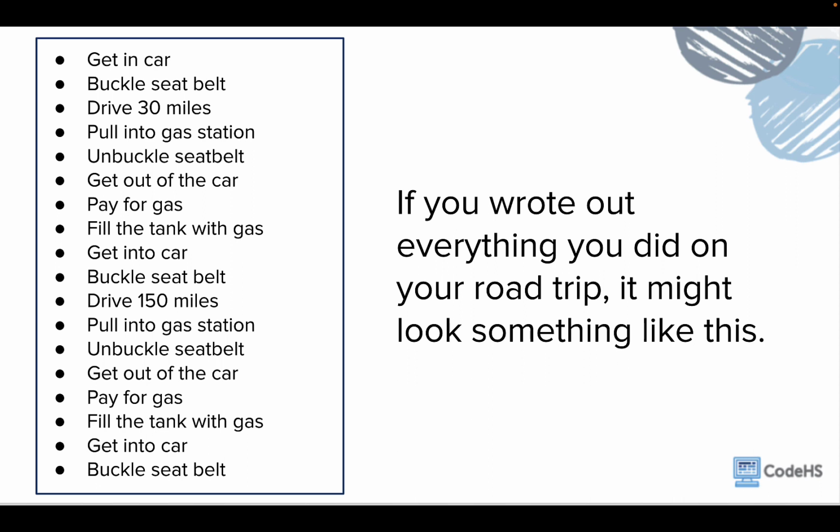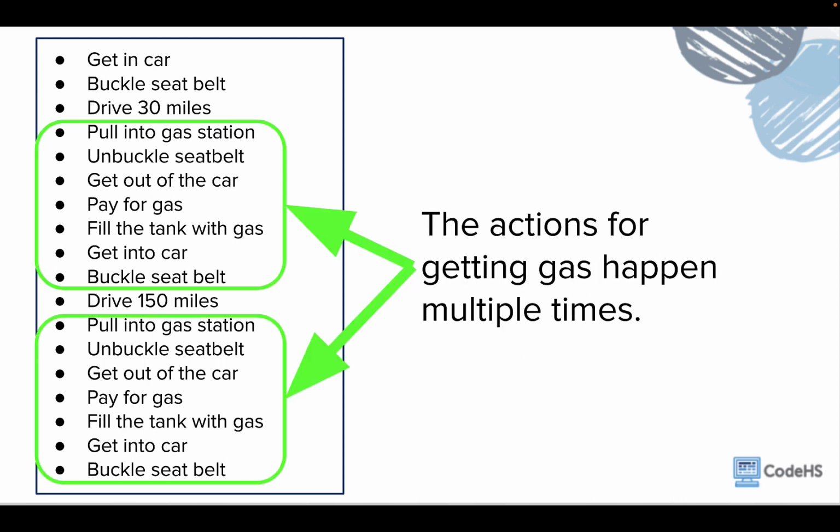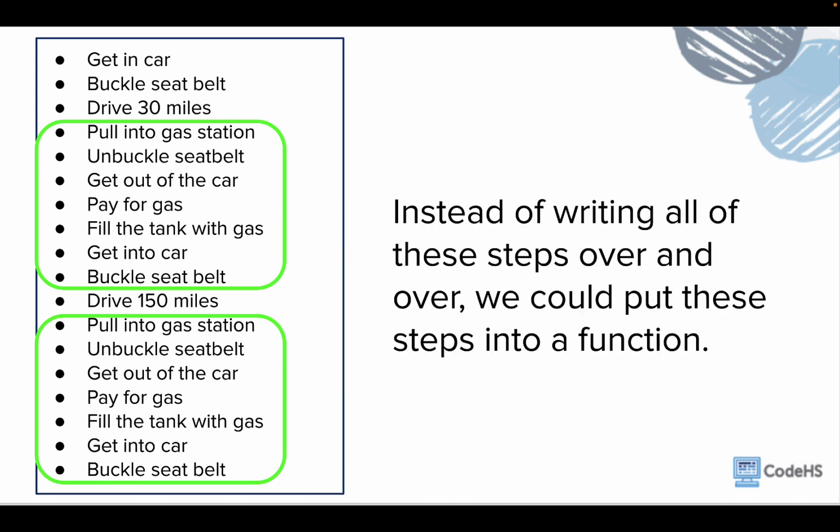You get in the car, buckle your seatbelt, drive, and then eventually you need gas. So you pull into a gas station, unbuckle your seatbelt, get out of the car, pay for gas, and fill the tank with gas. Then you get back into the car, you buckle your seatbelt again, and you drive some more before you get gas again. These directions might look a little different if you're traveling in an electric vehicle. All of these steps for getting gas happen multiple times during your road trip, and they take a lot of steps. Instead of writing all of these steps over and over, we could put these steps into a function.